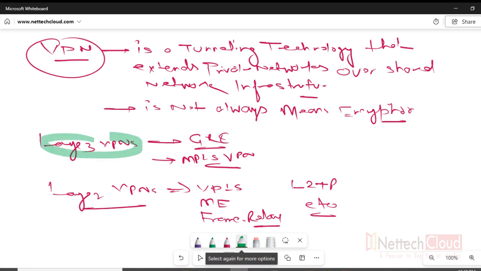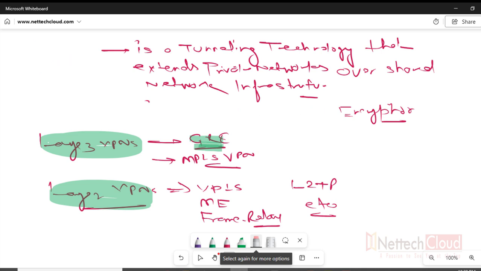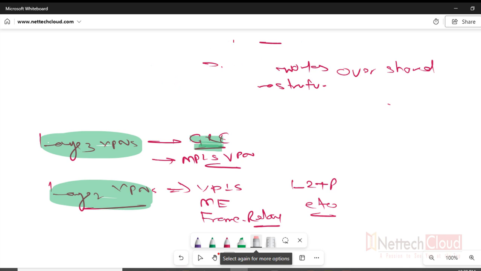So VPNs could be either layer 3 or layer 2, and in layer 3 the most common example is the GRE tunnel, generic routing encapsulation. So let's understand what tunneling technology is exactly. What do we mean by tunneling technology, and then we will understand IPSec site-to-site VPN. Tunneling means encapsulation, right? Let me take one example to make my point more clear.